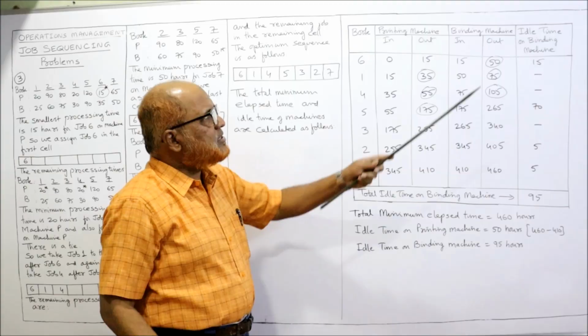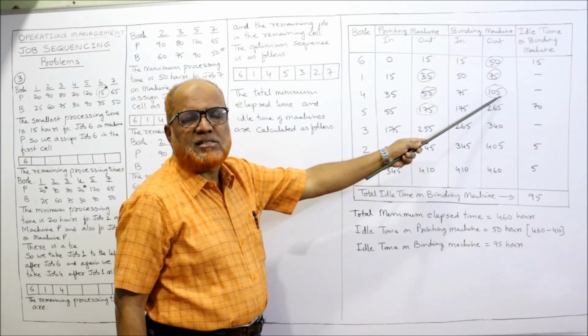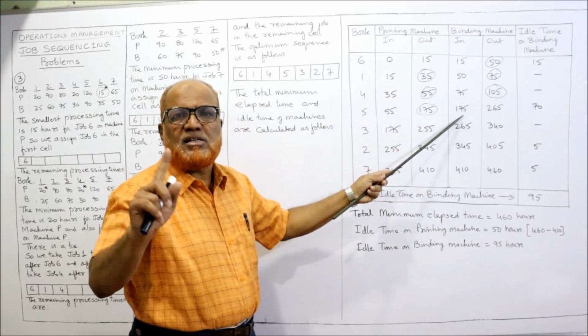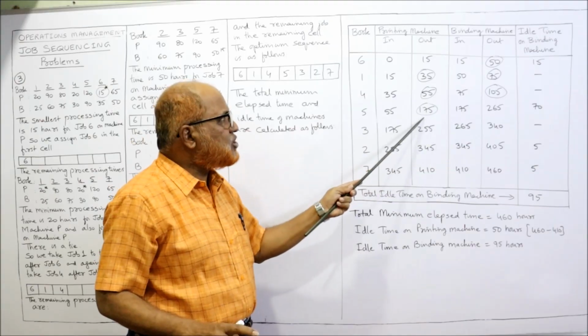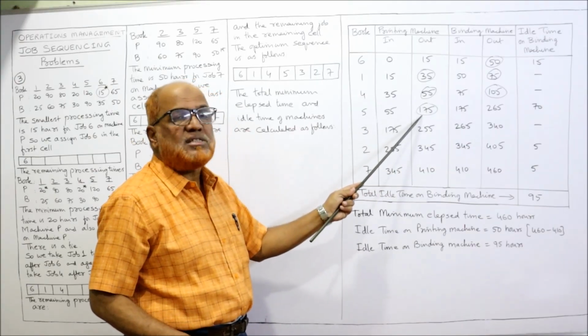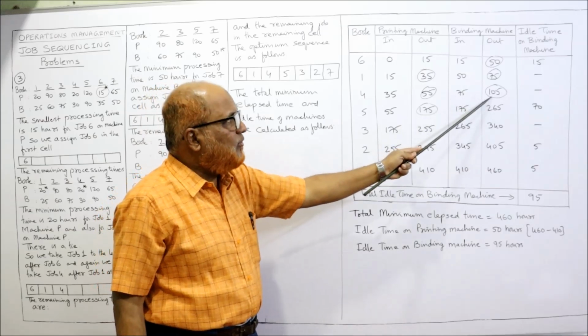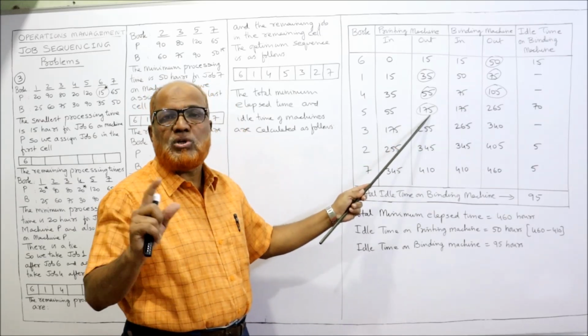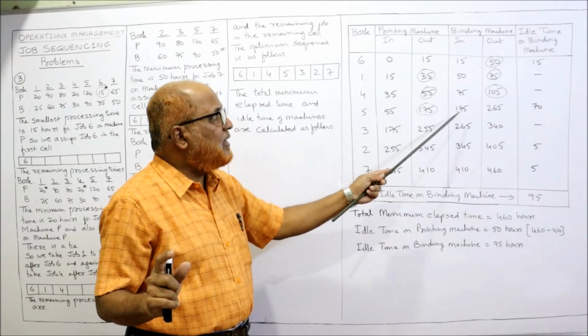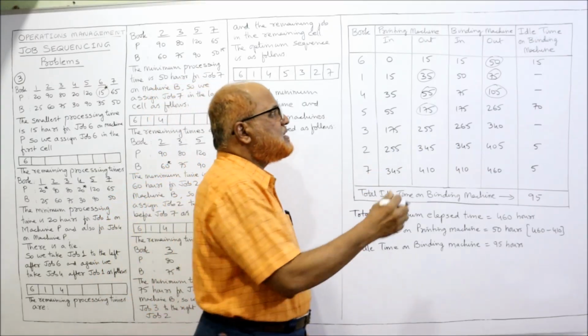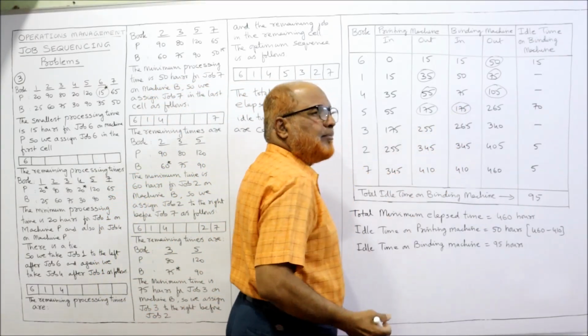So actually work was completed on binding at 105 days. But immediately at 105 days it cannot start, because the next book, the fifth book, was finished at 175 days. So 105 or 175, whichever is higher. 175 is higher, so it will start at 175.